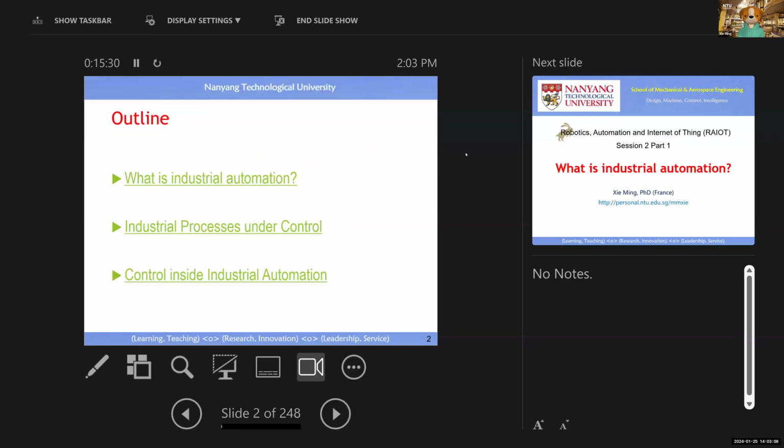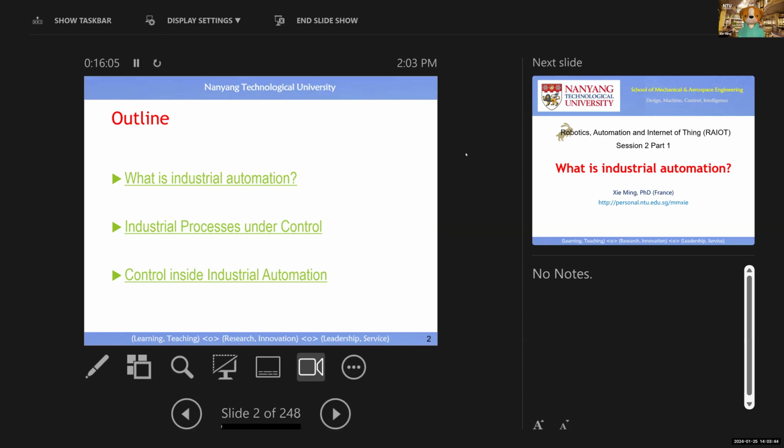Okay, so for today's session, we will have 3 parts, right? The first part is for you to know what we mean by industrial automation. Because when you talk about automation, people may talk about office automation, right? So when you use software like PPT or Word, that should be the tool for you to achieve office automation, right? But here, by default, we talk about industrial automation, right?